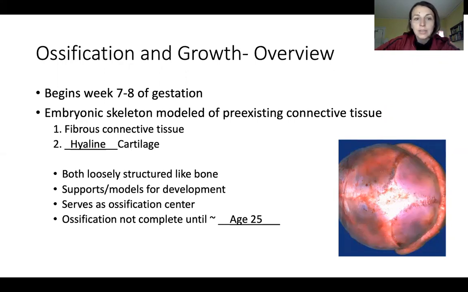There's fibrous connective tissue involved, hyaline cartilage tissue. So these bases are what form the loose structure on the cellular level of where the bone is going to model or grow. This is going to occur until age 25, so it's an ongoing life process, and bones in general are always continuing to be built and broken down, right, remodeled. So they're quite alive and changing.